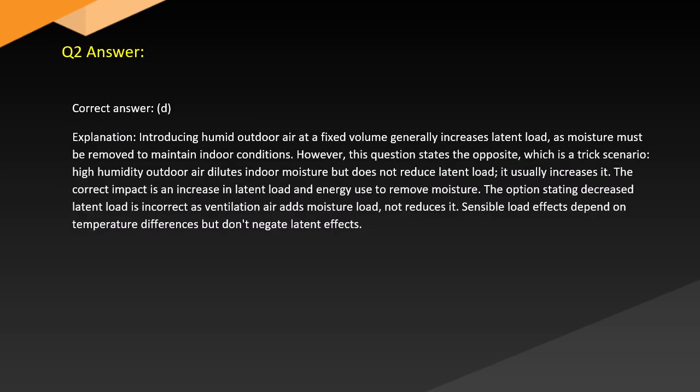Answer. Correct answer: D. Explanation. Introducing humid outdoor air at a fixed volume generally increases latent load, as moisture must be removed to maintain indoor conditions. However, this question states the opposite, which is the trick scenario: high humidity outdoor air dilutes indoor moisture but does not reduce latent load and usually increases it. The correct impact is an increase in latent load and energy used to remove moisture. Stating decreased latent load is incorrect, as ventilation air adds moisture load, not reduces it. Sensible load effects depend on temperature differences but don't negate latent effects.